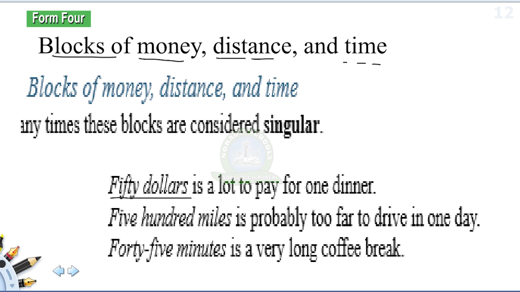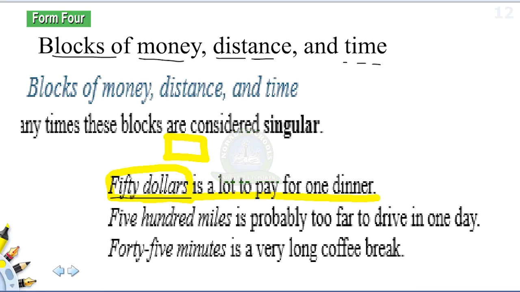$50 is a lot to pay for one dinner. So people think that this is plural, but we consider it singular because it's one sum of money. So $50 is a lot to pay for one dinner. So this is singular. Don't think it's plural. That is my advice: don't think it's plural because it's money. We are talking about subject-verb agreement. This chapter is subject-verb agreement, so keep in mind subject-verb agreement.